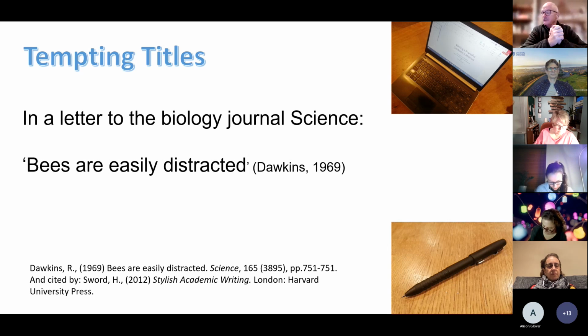It's about a tenner. Honestly, the chapter on titles alone is worth a tenner, right? And it's so easy to read. It's beautifully written. There are lots of examples of good academic writing in there. And the one I like is this title by Dawkins. One of his early publications was in a biology journal, and he just wrote into the journal with a short letter. But look at the title: Bees Are Easily Distracted. Why do I like that title so much?